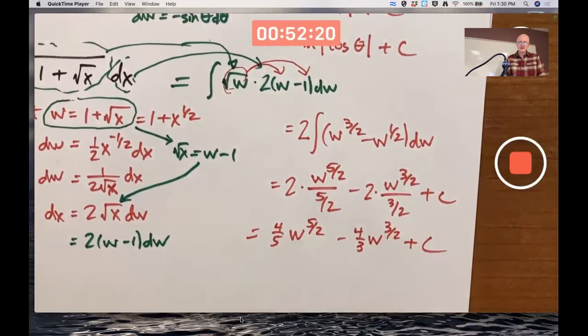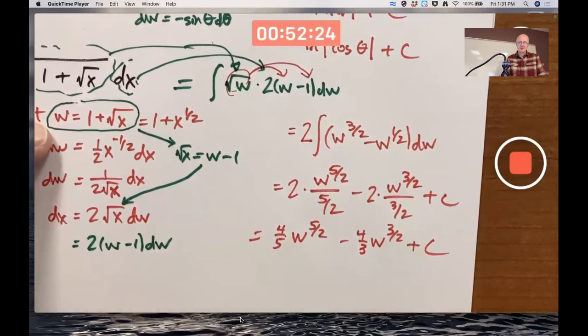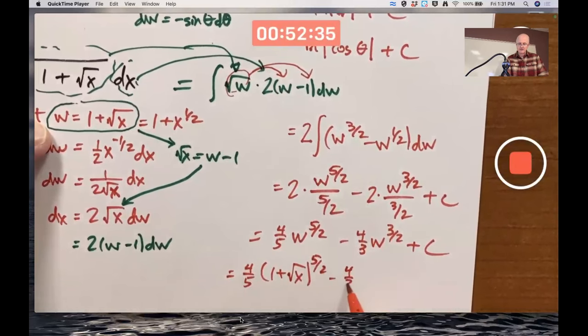Wait a minute, we're not done. Replace those w's with 1 plus square root of x. So you get 4/5 times (1 plus square root of x) to the 5/2 power minus 4/3 times (1 plus square root of x) to the 3/2 power plus c.